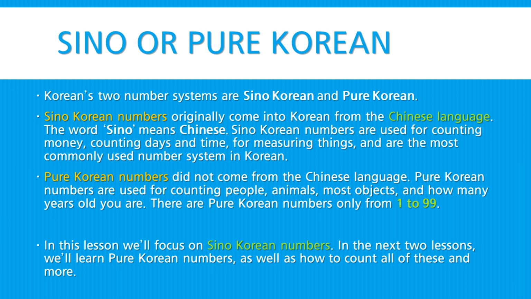Pure Korean numbers, however, did not come from the Chinese language. They were made in Korea. And these are used for counting people, animals, most objects, and how many years old you are. There are pure Korean numbers, though, only from 1 to 99. In this lesson, we'll focus on Sino-Korean numbers. In the next two lessons, we'll learn pure Korean numbers, as well as how to count all of these things and more.